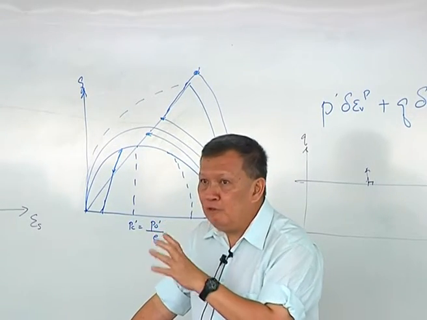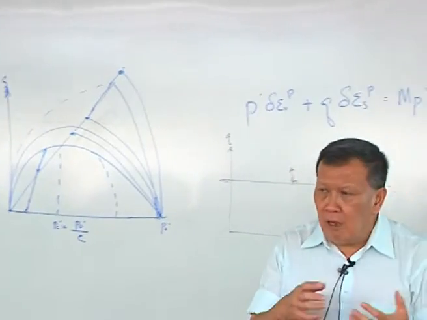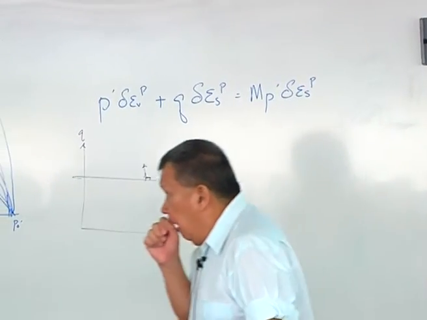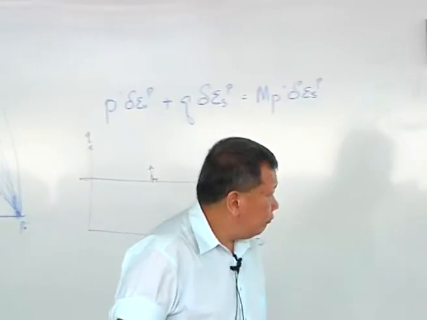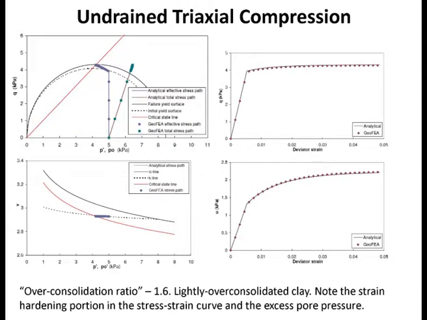The design philosophy that people usually adopt, such as BS8002, how do you deal with it? Okay, this is a drained triaxial compression. This is undrained triaxial compression on a lightly over-consolidated soil. Again, the soil has OCR equal to 1.6.